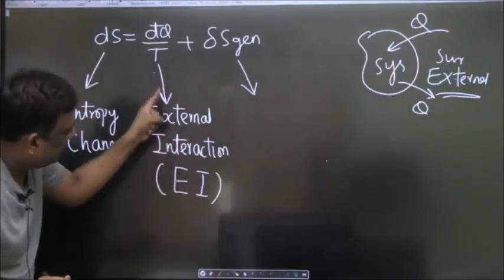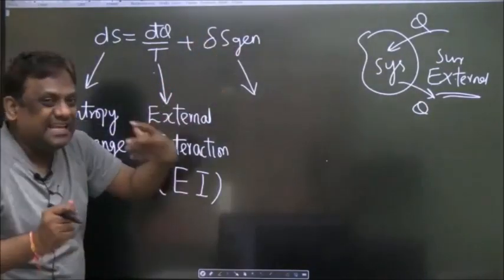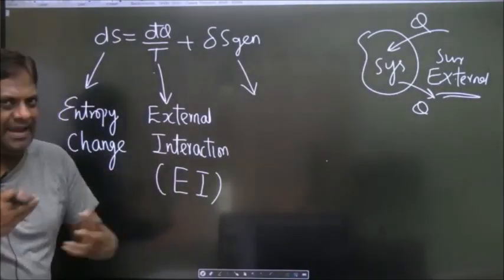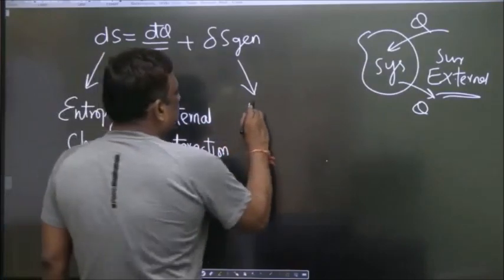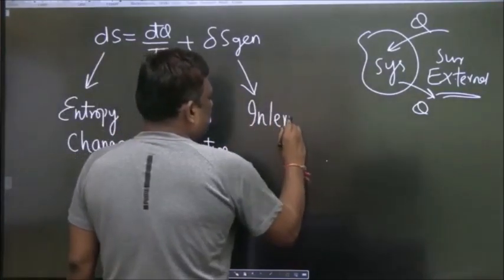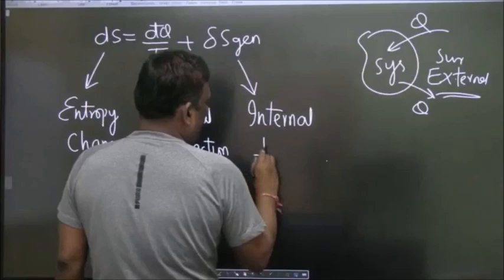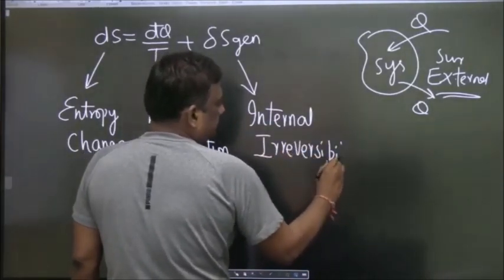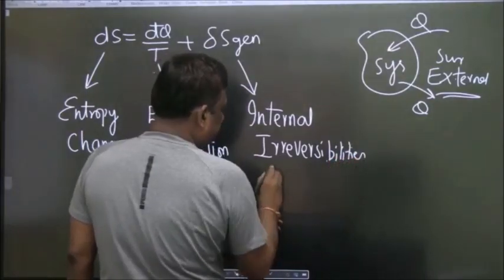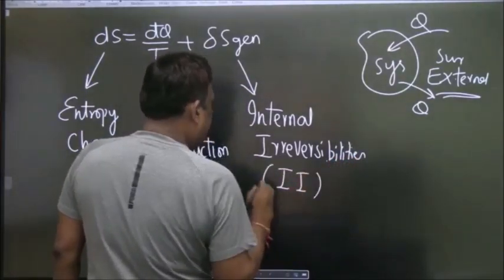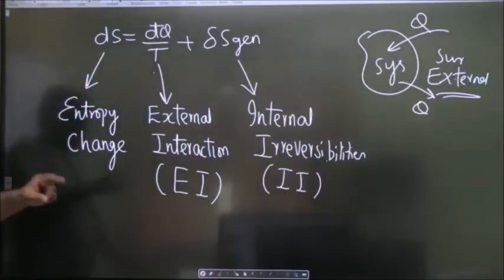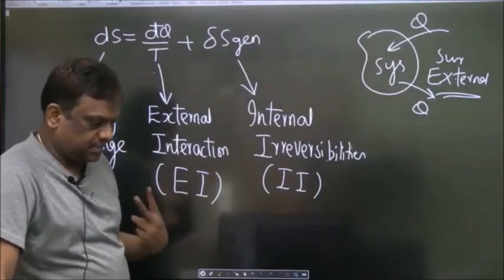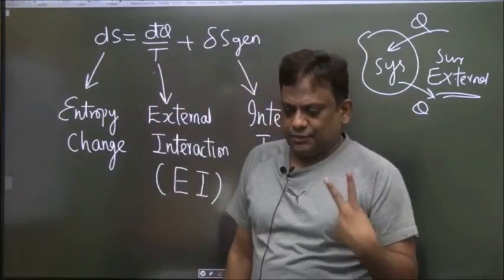Externally is already taken care of. Now these irreversibilities may be friction inside, viscosity, lack of equilibrium. So these are known as internal irreversibilities. So always remember, the entropy change is due to two reasons.